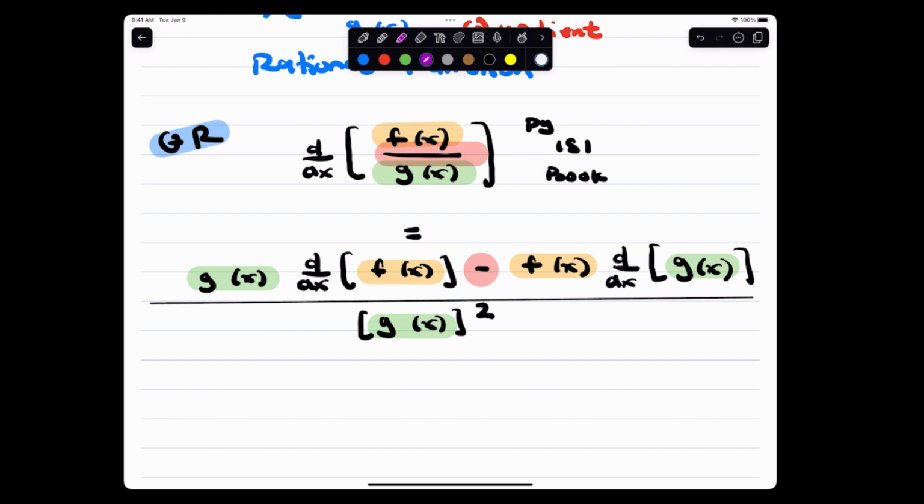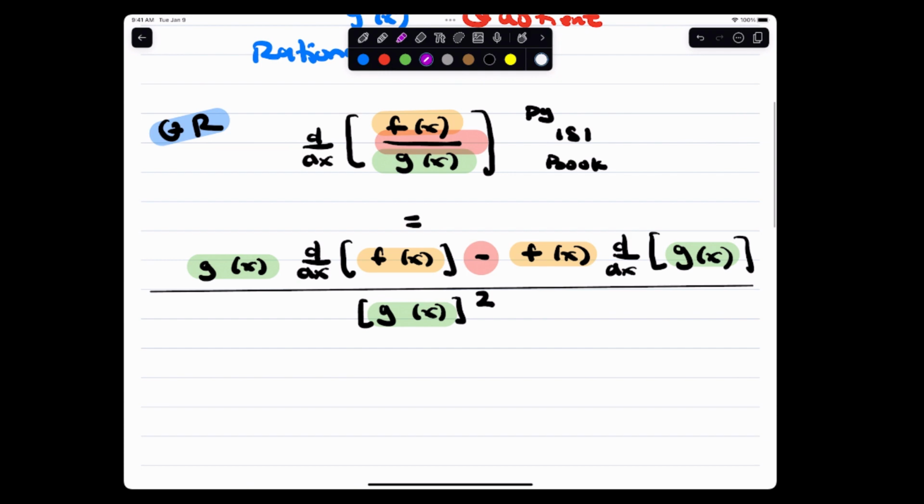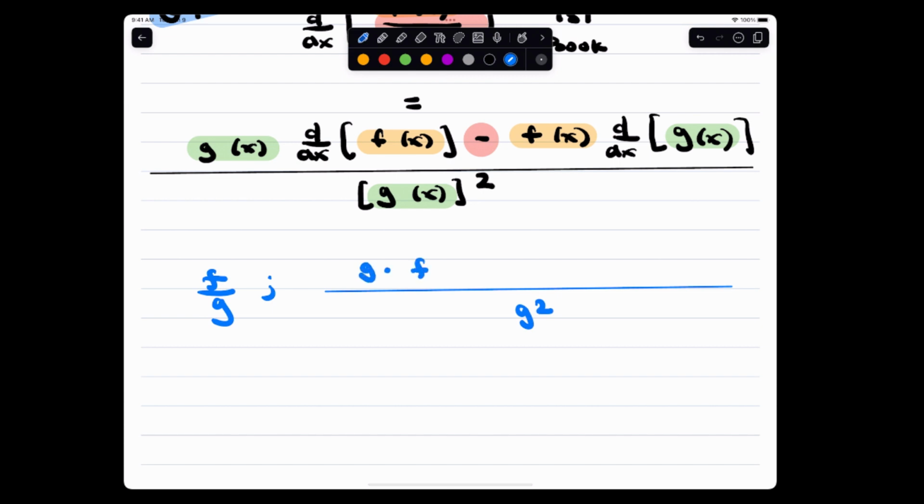Now, here's kind of a shorthand for the quotient rule, if you just write it this way: g squared in the denominator, and in the numerator g times f prime minus f times g prime.